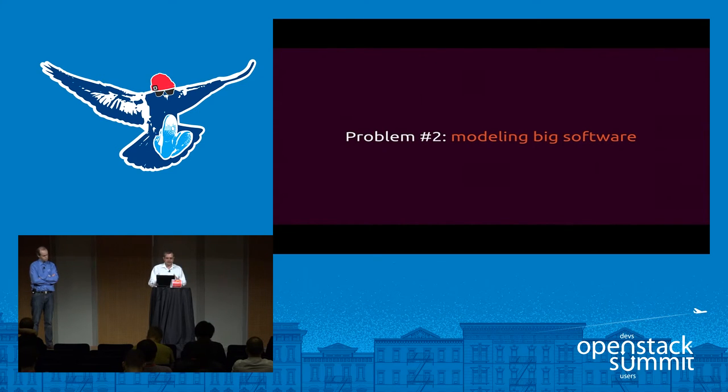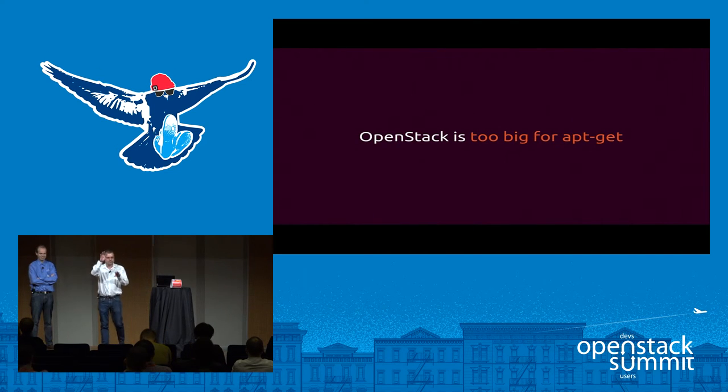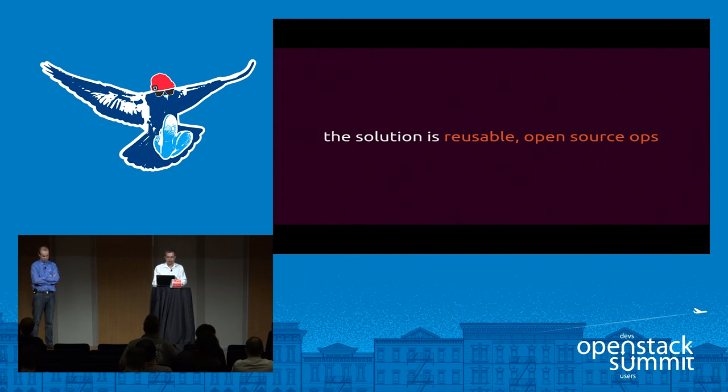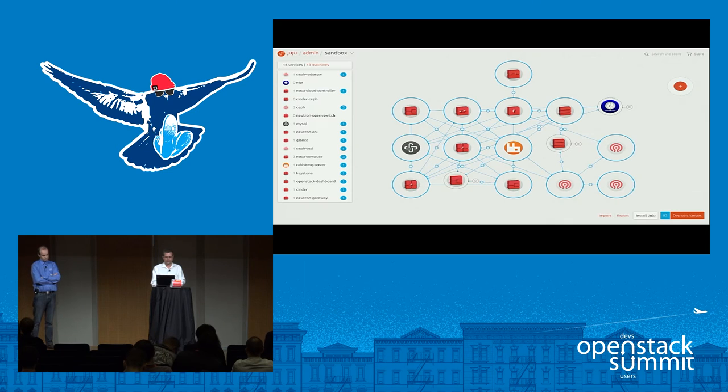Problem number two, as we move higher in the stack, is modeling big software. What do I mean by big software? Well, OpenStack is a great example of big software. It is very many different components, six core components, but then a great many other components, many of which are not ready and we wouldn't necessarily recommend for production, but some of which may be interesting to you. The way that you connect those is too big and too complex for traditional package management. What we need is a system that allows us to model not just the deployment of it, but the modeling, the operations, and the connection of those things.